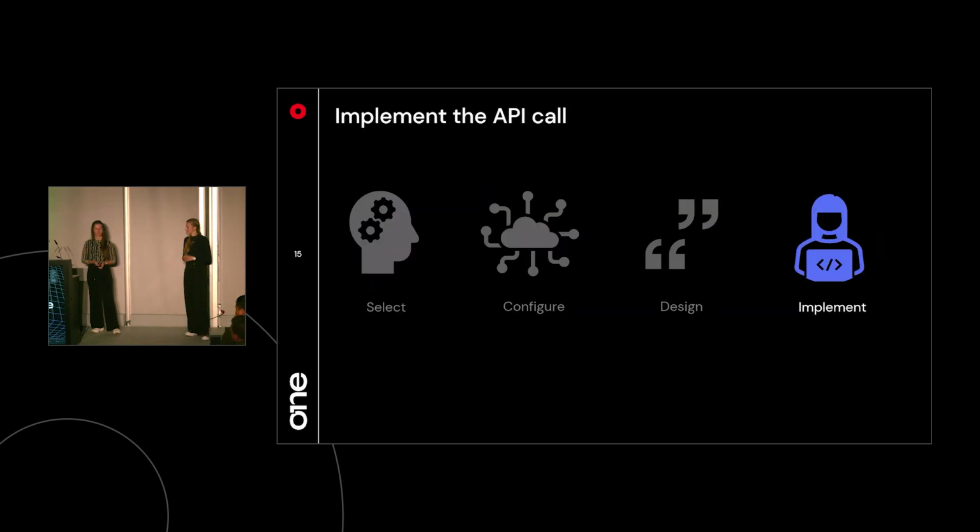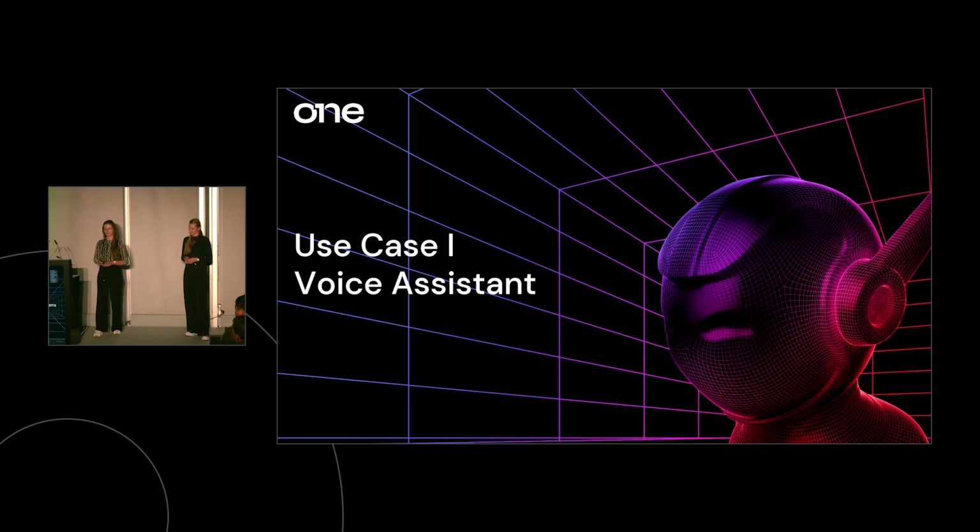Now that we've selected our model, we've configured the connection, we send over the right prompt, and then we get a response back, it's time to implement it into our application. And Pauline is going to show you in her first use case how we've done that.